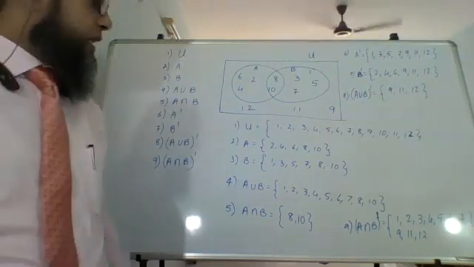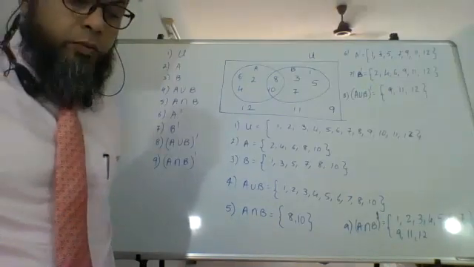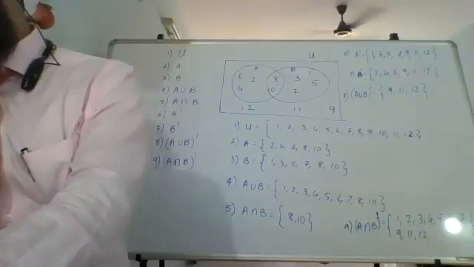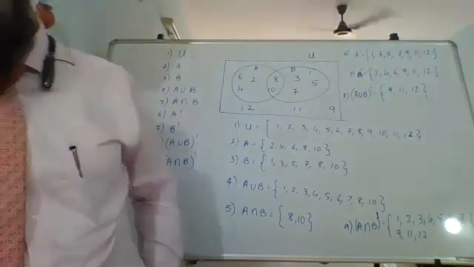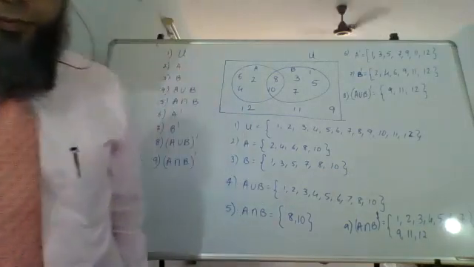Okay. Then yesterday we had also written properties. We had also written properties of union of set. We had written the properties of union of set, isn't it? Well, finish this, then we'll proceed further.